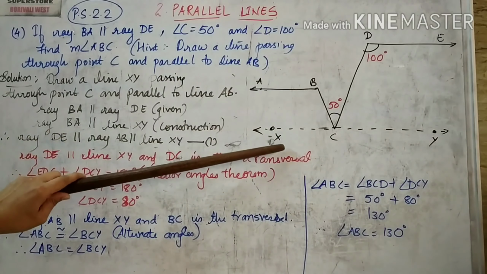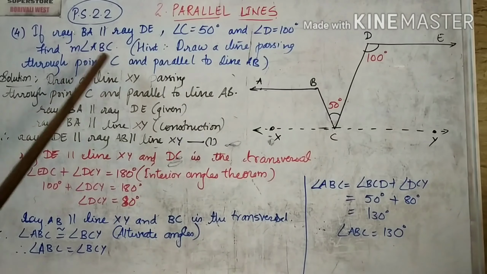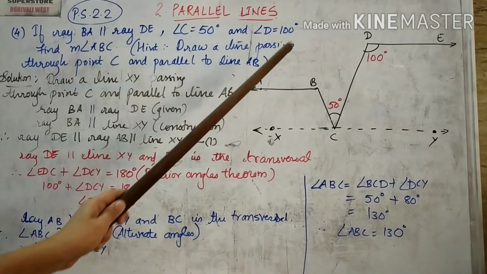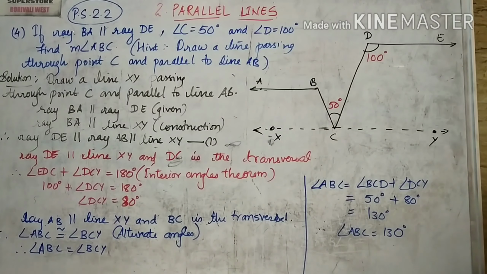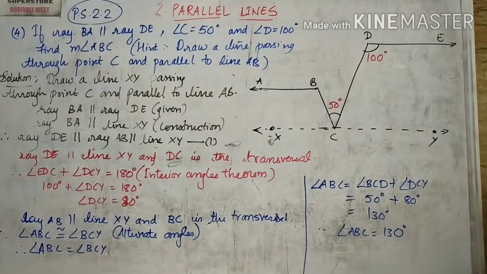But BA is also parallel to XY. This is parallel to this and this is also parallel to this because of the construction. It is told that it is parallel to line AB. So because of this construction, BA is parallel to DE and BA is parallel to XY. That means automatically all the three lines are going to be parallel to each other. Now once I get the three lines parallel, I can find out angle ABC either by using corresponding angles, alternate angles or interior angles. So we can easily apply now.